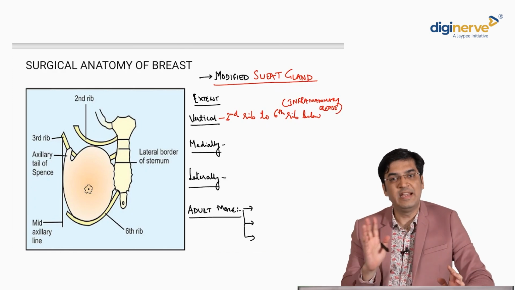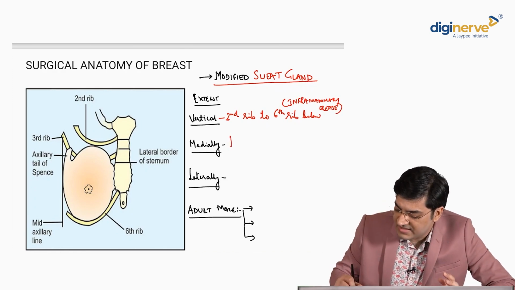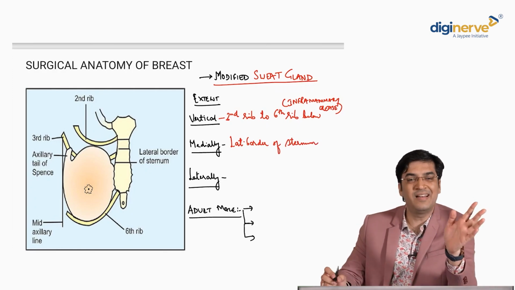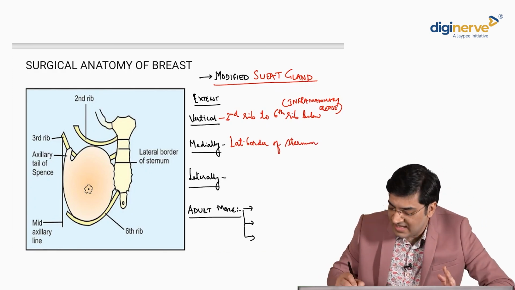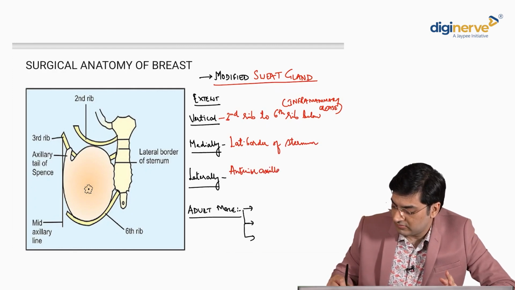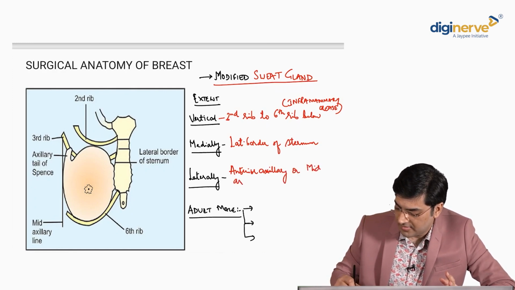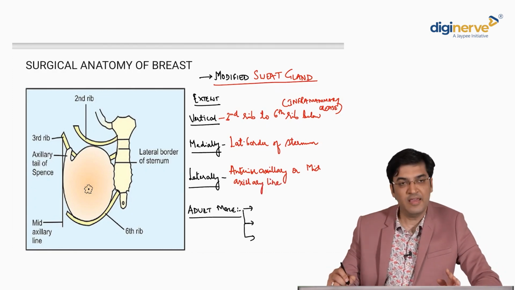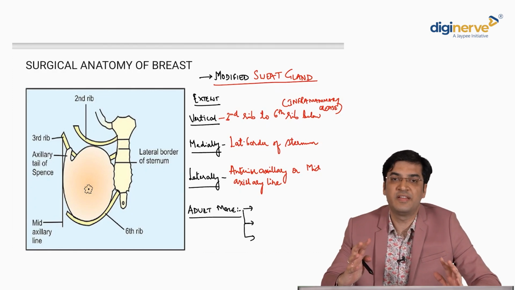Okay. What is the medial extent of the breast? Medially, it extends till the lateral border of sternum. The lateral extent of the breast is till the anterior axillary line, or the mid axillary line. Okay, so this is how the extent of breast is defined.